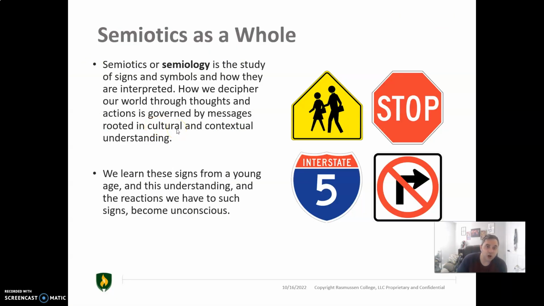Semiotics as a whole, or semiology, is the study of signs and symbols and how they're interpreted, and how we decipher our world through thoughts and actions, which is governed by messages rooted in cultural and contextual understanding. We learn these signs from a young age and from different codes that we pick up as we grow older. And this understanding and the reactions we have to such signs become unconscious. We understand things as we see them, and it's something we talked about last week, where it's inherently picked up through those cultural codes. You're just learning as you go and not really questioning if it's right or wrong. This is how signs work, and how these behaviors matter, and that's how it ties together with everything. Then we're going to get further into how those relationships play with signs and semiotics.